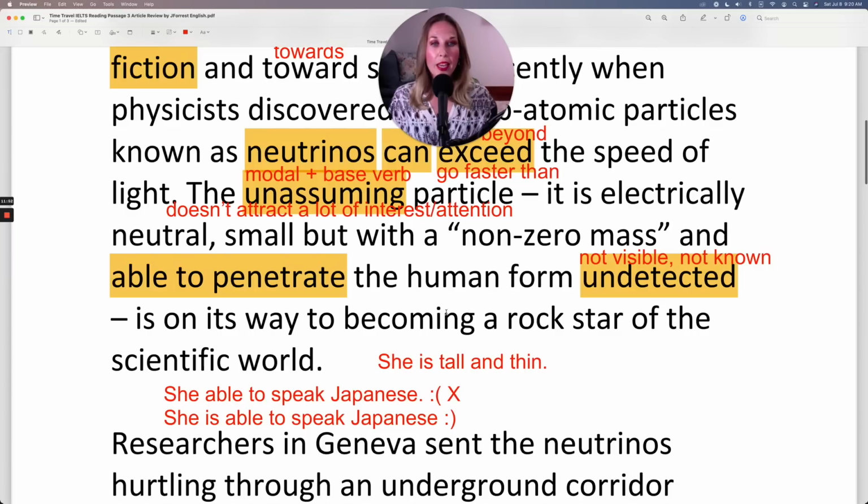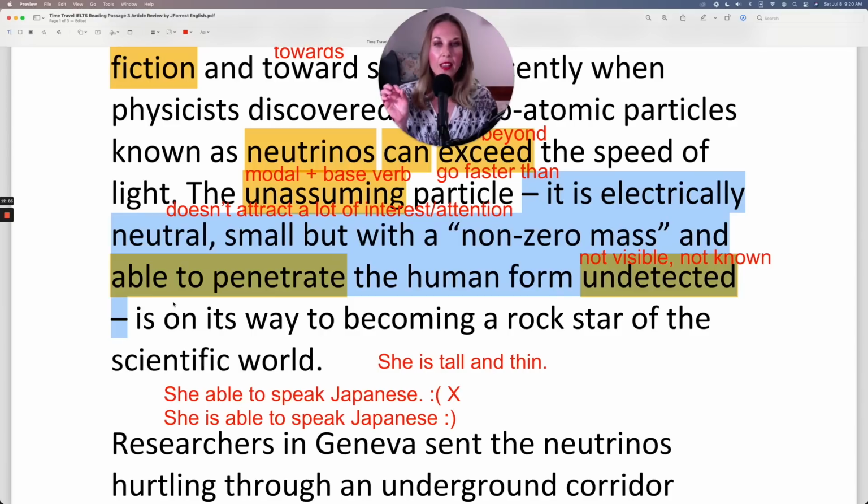Is on its way to becoming a rock star of the scientific world. When you see this dash here and then another dash, it means you can remove all of the information between the dashes and the sentence would be grammatically correct. For example, let me read it without the information in blue. The unassuming particle is on its way to becoming a rock star of the scientific world. Grammatically correct. The information between the dashes is additional supplementary information.